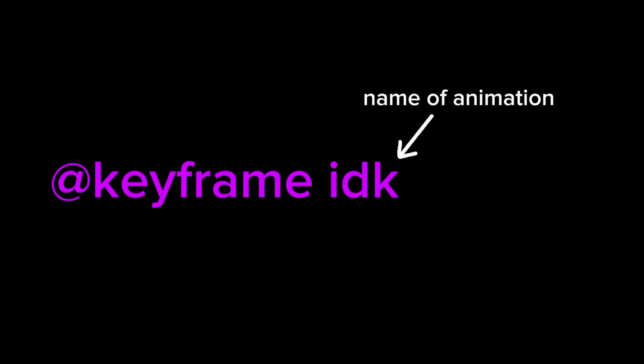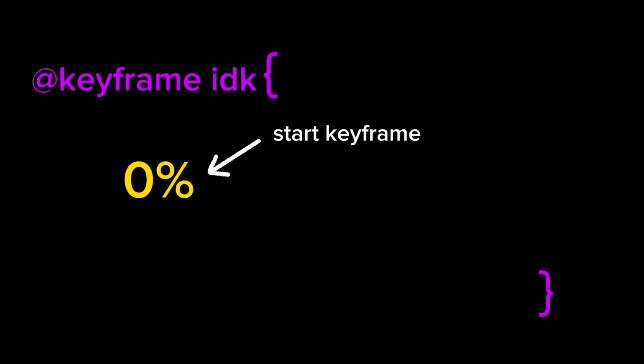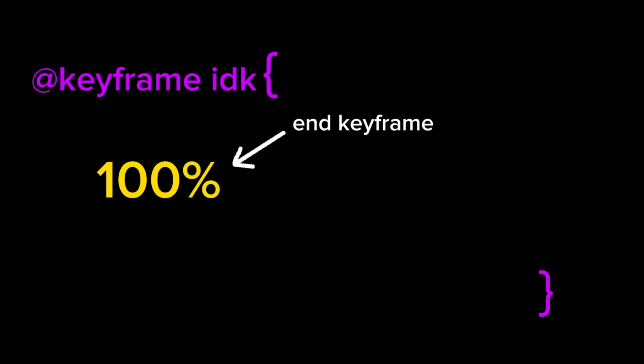Animations. To make an animation, you have to add a keyframe property, then the name of your animation following with a set of curly brackets. After you've done this, you can add the start keyframe with 0% being the start of the animation and 100% being the endpoint, following with another set of curly brackets.